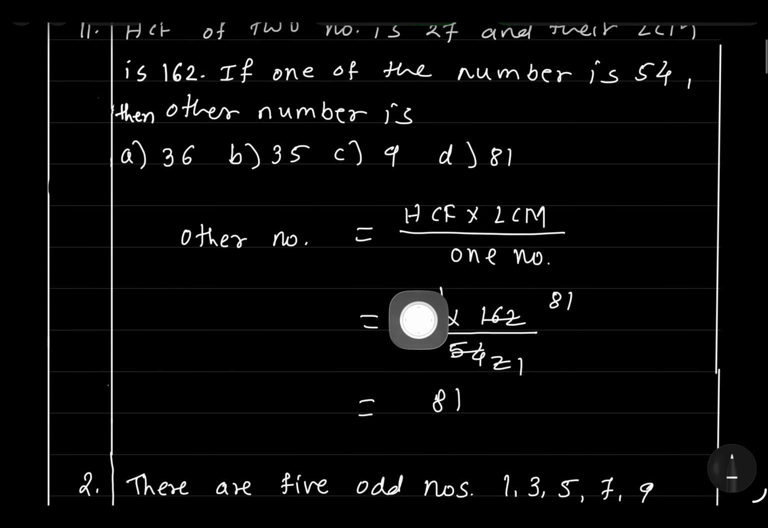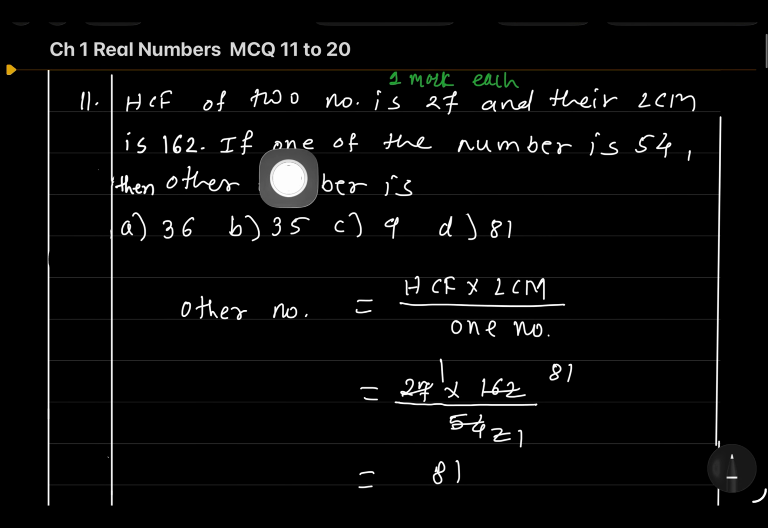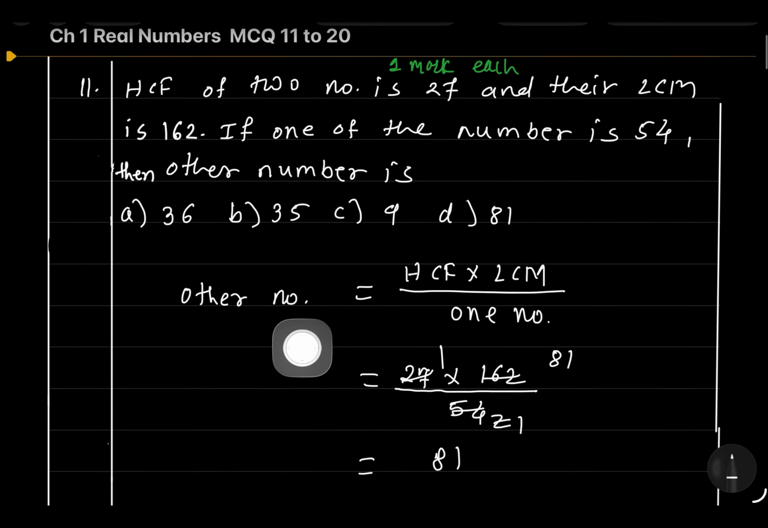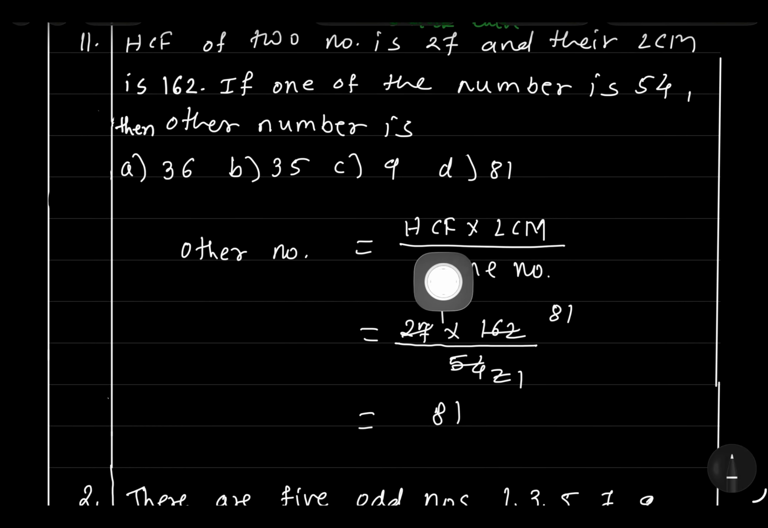So we have the formula to find the other number. Here, the HCF is given, the LCM is given, and one number is also given. So it is very easy to find the other number because the formula is there. We studied that formula in another video, you can watch that. Here the formula is also written: other number equals HCF into LCM upon one number. So all these three things are given.